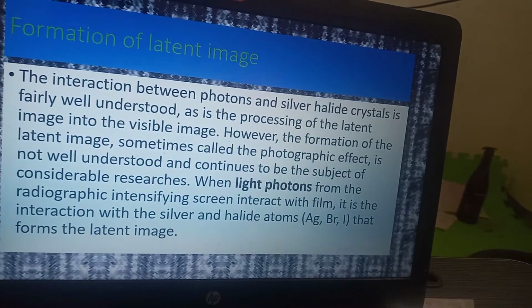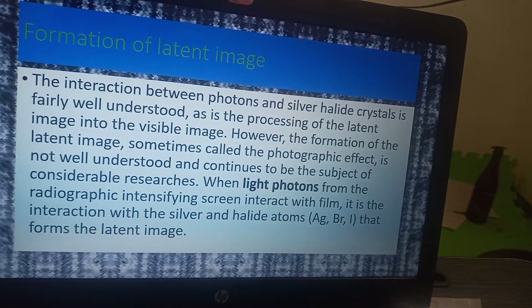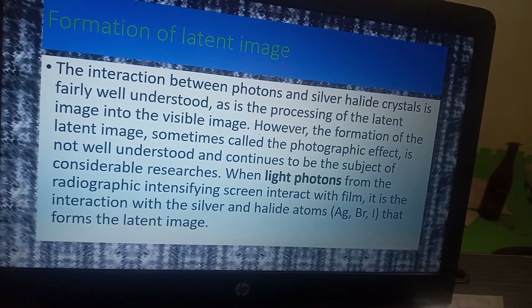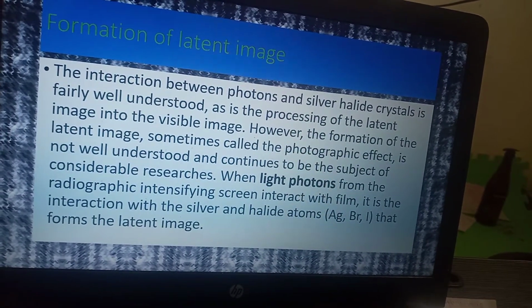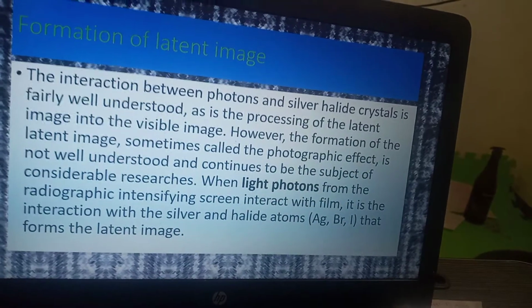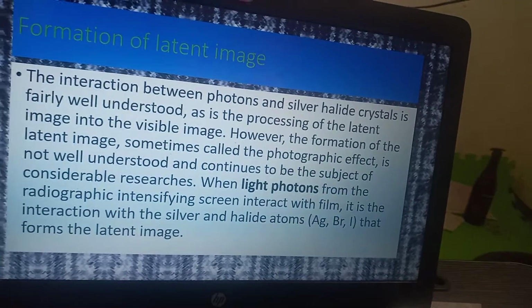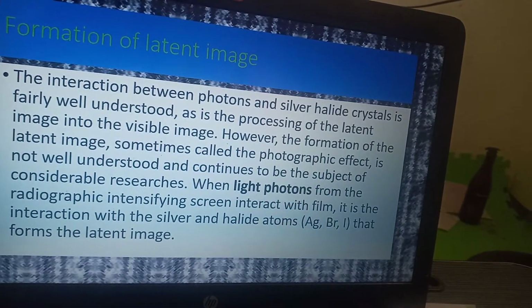When light photons from the radiographic intensifying screen interact with the film, it is the interaction with the silver and halide atoms, such as silver, bromine, and iodine, that forms the latent image.